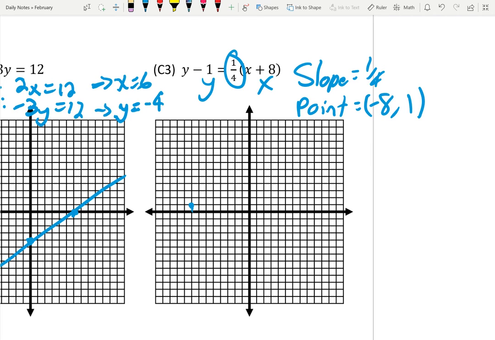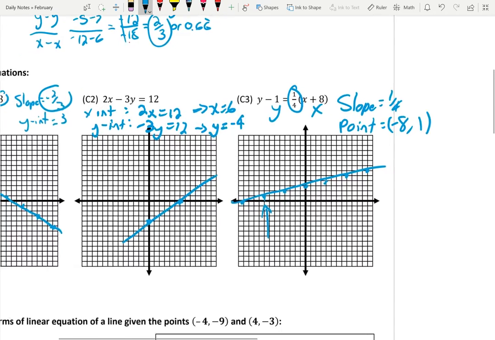All right, so there's our starting point. Now we follow the slope 1/4. Slope 1/4 means rise 1 and run 4. So up 1 and right 4 puts you here, here, here, and so on. And then go backwards 1 as well. Oops, that's down too far. Right there. All right, and there's your line. So remember, we started at this point at negative 8, positive 1, and then we counted our slope up 1/4 to trace out the rest of those points.